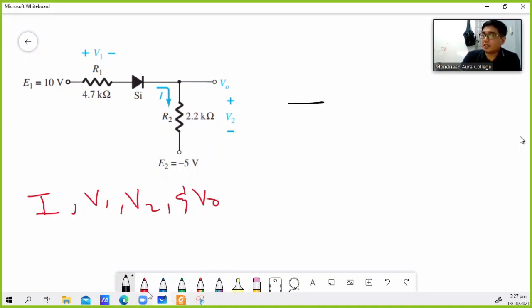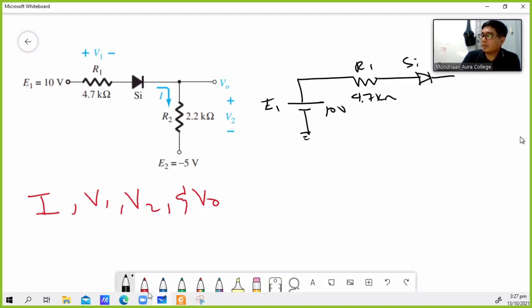So ganito pa rin ang magiging itsura niya. So standard niya. So this is your 10 volts, yung E sub 1. Okay, this is R1, 4.7 kilo ohm resistor. And then you have the silicon diode. And then you have R sub 2, which is yung 2.2 kilo ohm resistor. Again, standard value. 4.7 kilo ohm standard value din yan. And then may negative ka na E sub 2 doon sa baba.